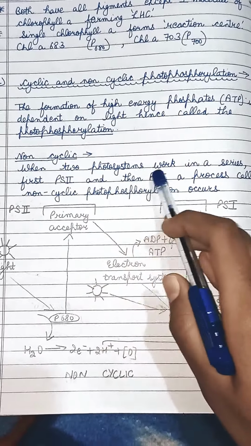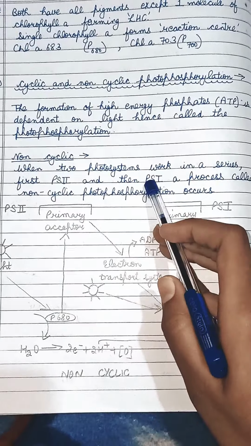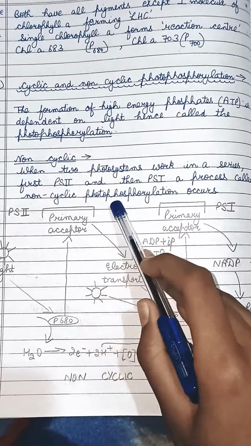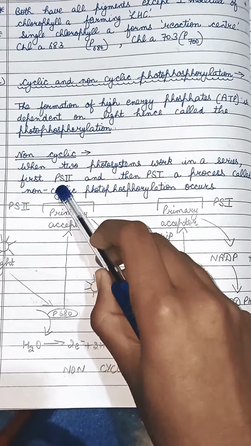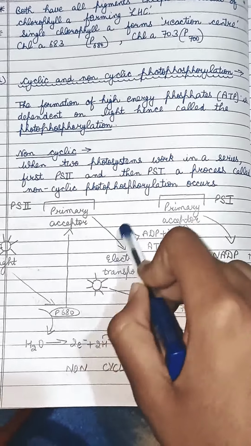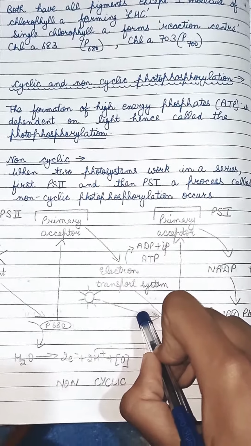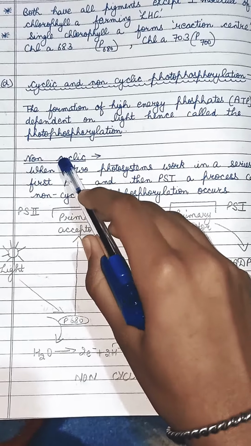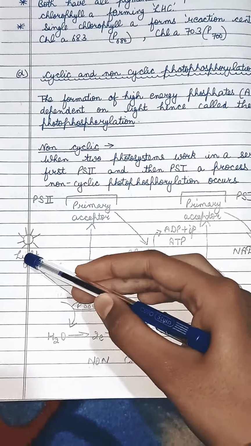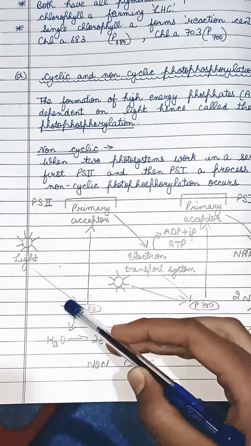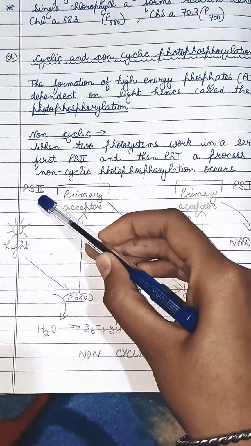When two photosystems work in a series, first photosystem 2 and second photosystem 1, a process called non-cyclic photophosphorylation occurs. These two photosystems are present in our chloroplast, where all these reactions occur and high energy phosphates are formed. So now we will see why it is called non-cyclic. Firstly, here it is light. This light energy is trapped by the reaction center called P680, which is included in photosystem 2.